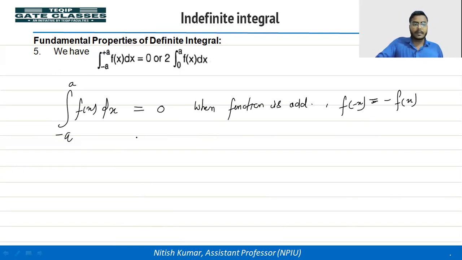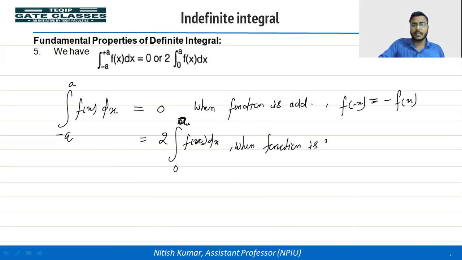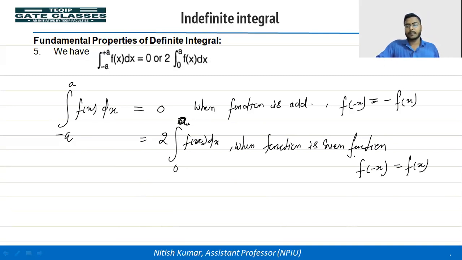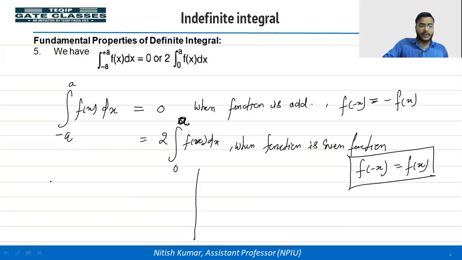Now we can write 2 into the integral from 0 to a of f(x) dx when the function is an even function. So let us see examples of what an odd function and an even function are.